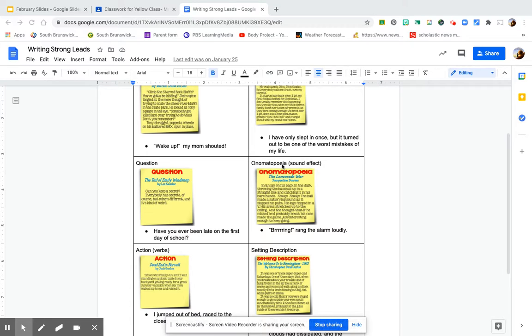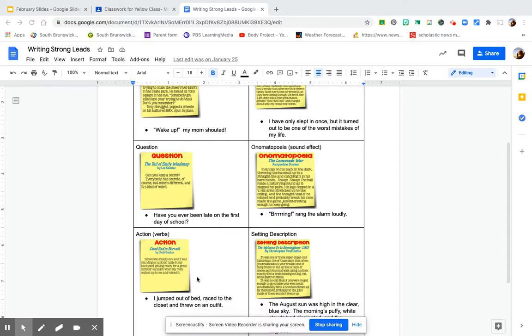There's also onomatopoeia leads, which is a sound effect. So, you could make different sounds: "Ring, rang, the alarm sounded loudly." Evan lay on his back in the dark, throwing the baseball up in a straight line and catching it in his bare hands. Thwop, thwop. That's the sound of the ball, right? So this is a long lead, but it could just be a sentence. That's fine as well. And that's another good one to use.